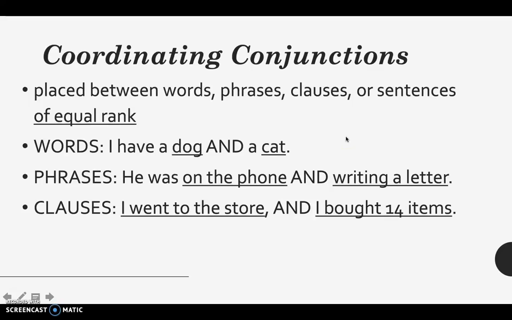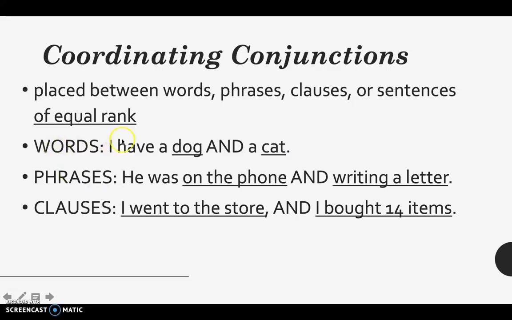So first type, coordinating conjunctions. These are the ones that you've probably heard the most about and are the fanboys. You place these between words, phrases, clauses, or sentences, which is another word for clauses, of equal rank. So what do I mean by equal rank?